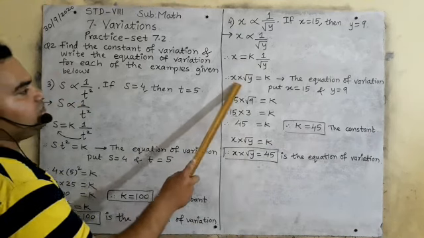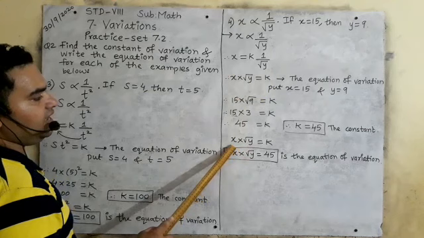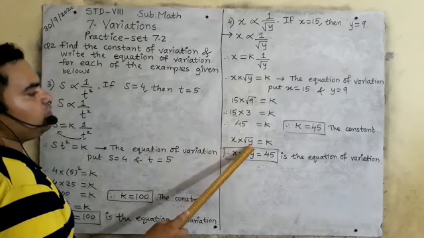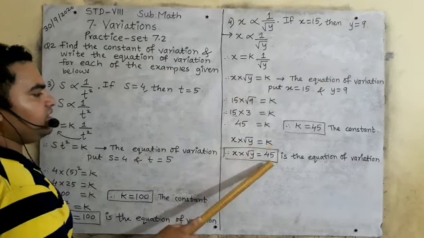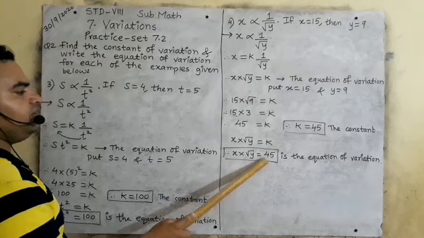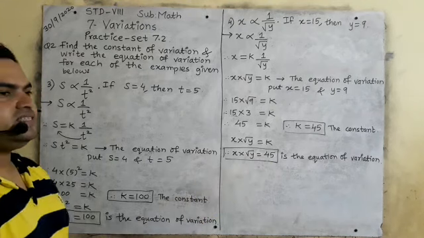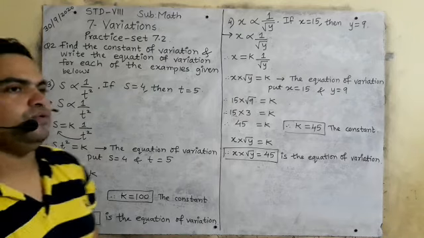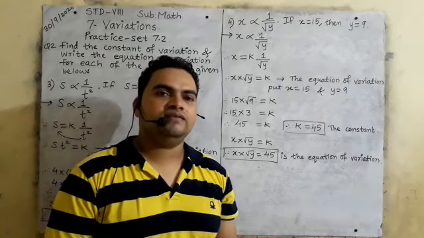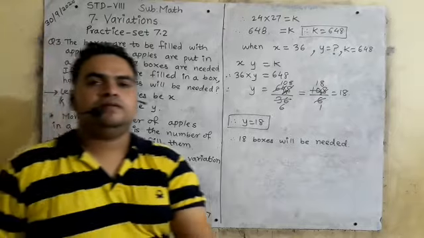Then at last we will write this equation again. X multiplied by square root y is equal to k, and the k value we came to know is 45. So this is the required equation of variation. This is how we have finished question number 2. Now we will see question number 3 and question number 4.